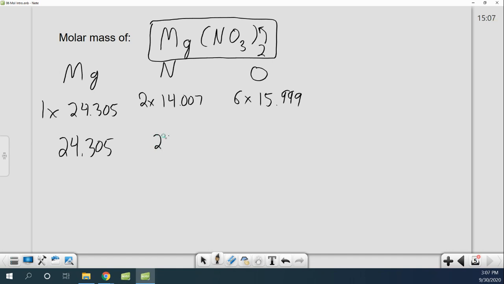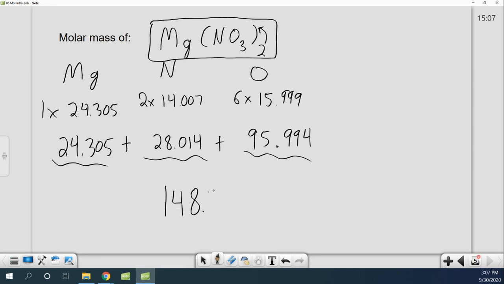So this will give me 28.014. For the oxygen, I'm going to do that one on my calculator: 15.999 times 6, 95.994. And then I just add all of these numbers together to get my total molar mass. 95.994 plus 28.014 plus 24.305 equals. So if I wanted a single mole of magnesium nitrate, I would need 148.313 grams. That is the molar mass of magnesium nitrate.